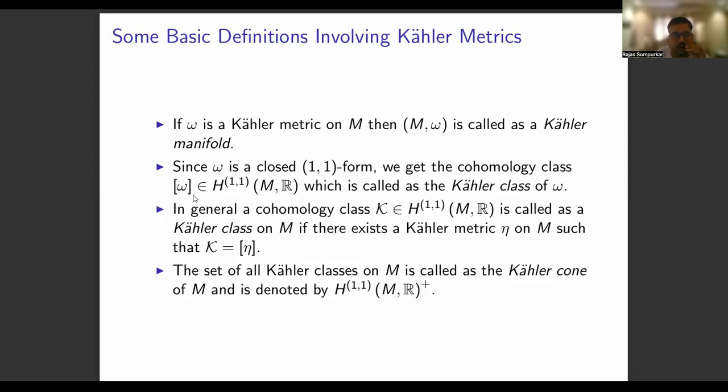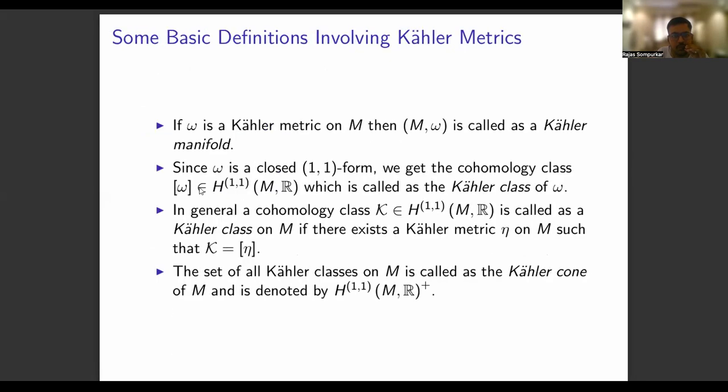So this omega being a closed (1,1)-form, it will define a cohomology class. So this H^{1,1}(M,R) is the set of all de Rham cohomology classes of smooth (1,1)-forms. Then the cohomology class of this Kähler form omega is called the Kähler class of omega. And if you have any general cohomology class coming from this real cohomology space H^{1,1}(M,R), and there exists a Kähler metric which represents this class, then this cohomology class is called a Kähler class.